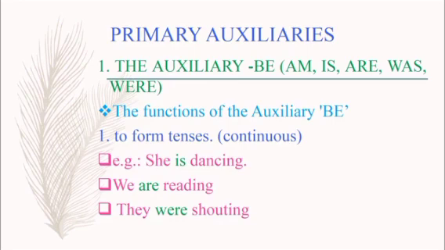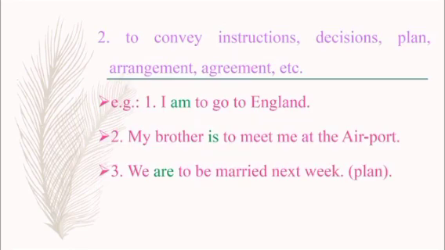The next function is to convey instructions, decisions, plans, arrangements, agreements, etc. Example sentences are: I am to go to England. My brother is to meet me at the airport. We are to be married next week. This sentence shows a plan. So in these three sentences, am, is and are are be forms of verbs.